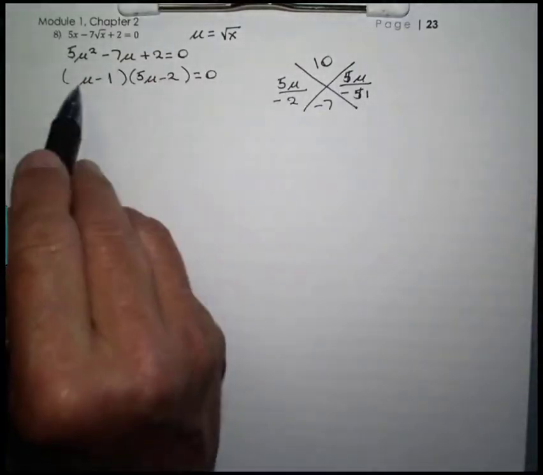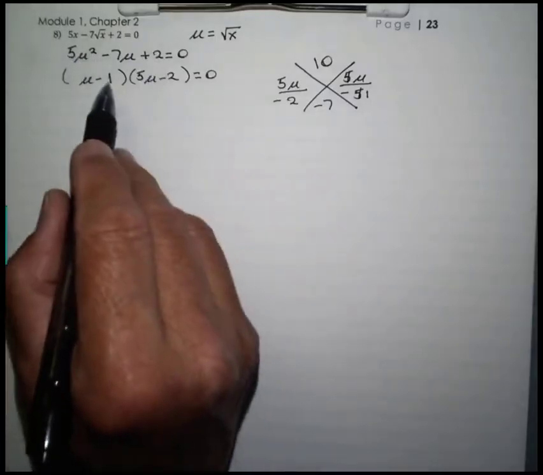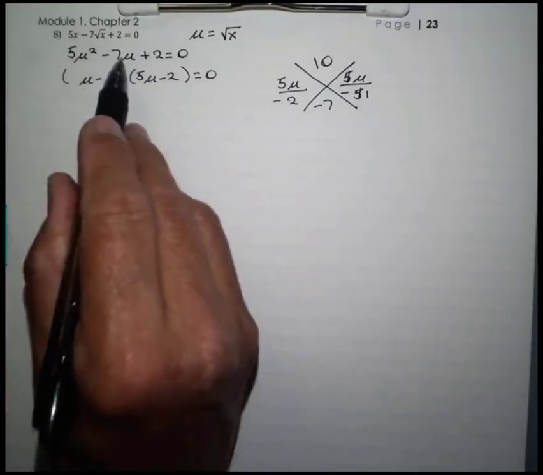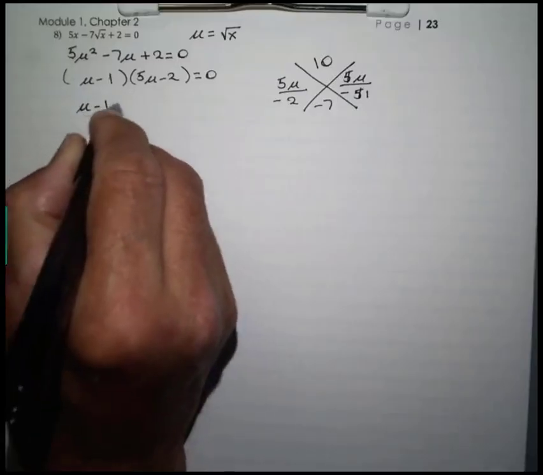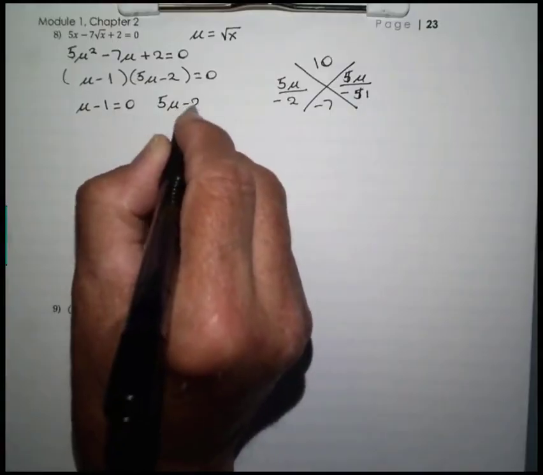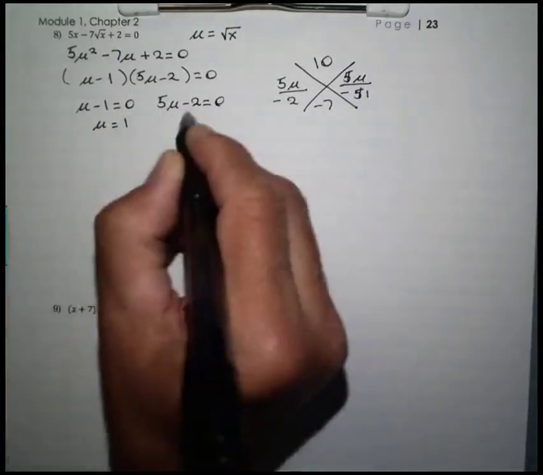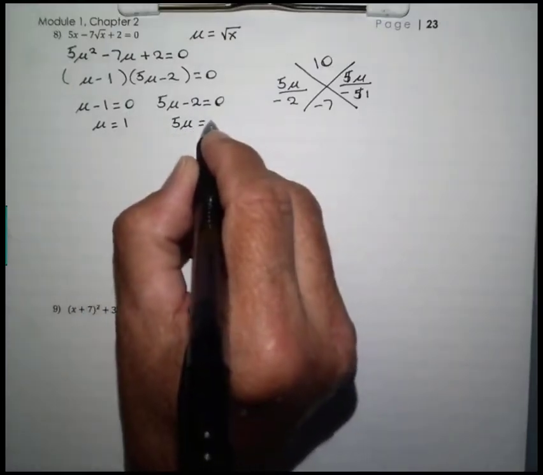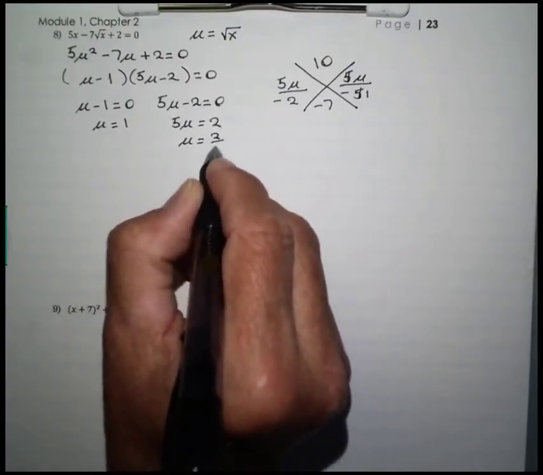Okay, check them. 5u times u, 5u squared. Negative 1 times negative 2, positive 2. Inside, negative 5u. Outside, negative 2u. There, I've got the negative 7u. So I go u minus 1 is equal to 0, and 5u minus 2 equals 0. And u is equal to 1. And this time we have to work a little harder. 5u is going to be 2, and u is going to equal 2 over 5.